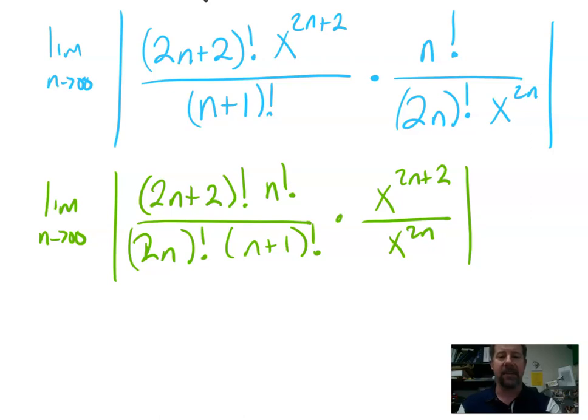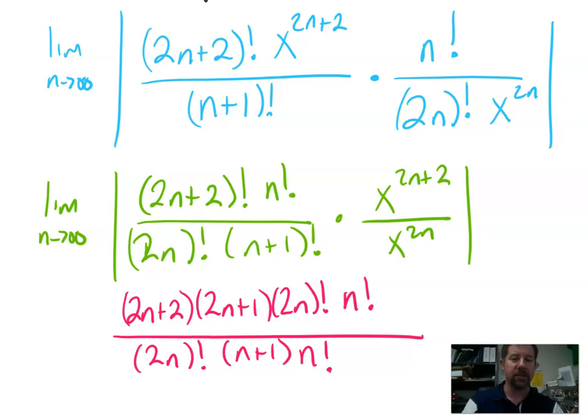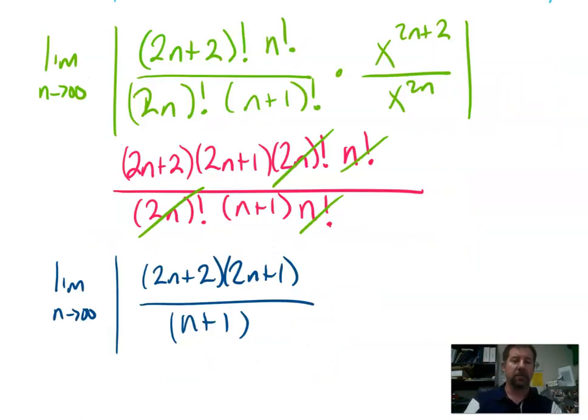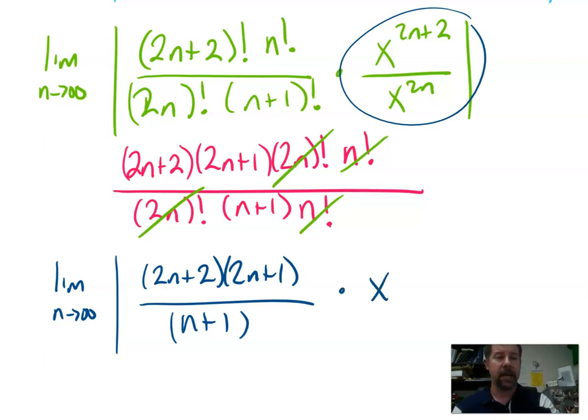And now again, I'm going to simplify this factorial business. So I could rewrite 2n plus 2 factorial as 2n plus 2 times 2n plus 1 times 2n factorial. And now I can kill off my 2n factorials. And I could rewrite n plus 1 factorial on the bottom as n plus 1 times n factorial. And so I can kill off the n factorials right there. So the front part would simplify to 2n plus 2 times 2n plus 1 all over n plus 1. And the back part here, if I subtract the exponents, I'm going to get times x squared.